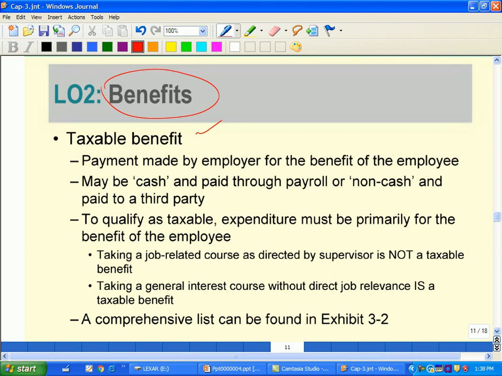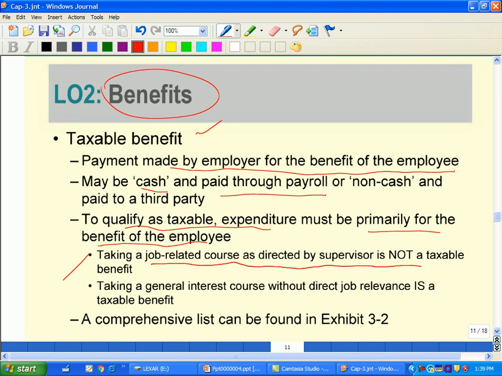So, taxable benefits are payments made by the employer for the benefit of the employee, can be paid in cash or paid through payroll. Okay. To qualify as a taxable expenditure, the expenditure must be primarily for the benefit of the employee. Here are two examples. Taking a job-related course as directed by a supervisor is not a taxable benefit, because that is asked by the company. Taking a general interest course without direct job relevance is a taxable benefit. Sometimes companies send you to training that is just recreational training, right. So, that is a benefit to you. So, that would be a taxable benefit and will be added in your payroll calculations.